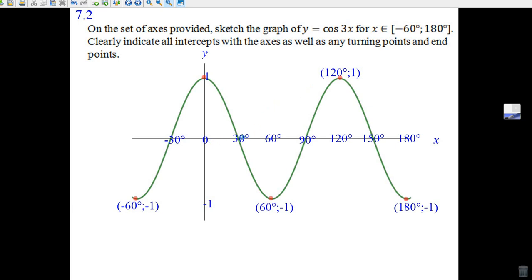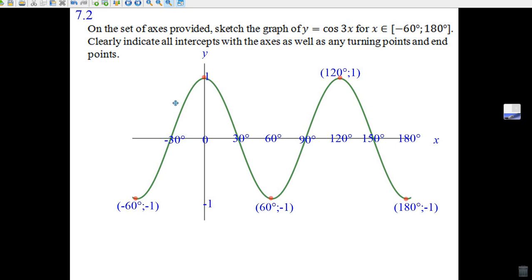And the step, every 30 degrees, it goes to something significant, from 1 to 0 to minus 1 to 0 back to 1. That's what it does. The step is normally 90 degrees, but we divide it by 3. It's 30 degrees. So you could put in 30 degrees and you'd get 0. If you put in 60 degrees, you'll get minus 1. If you put in 90, you'll get 0. And if you put in 120, you'll get 1. Another 30 degrees, back to 0, then to minus 1.